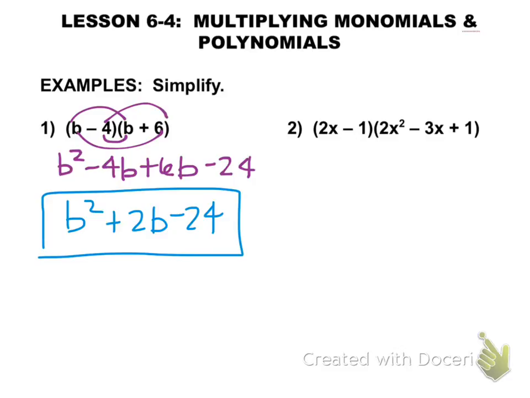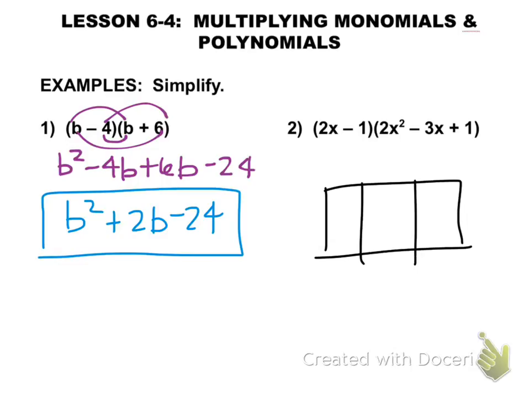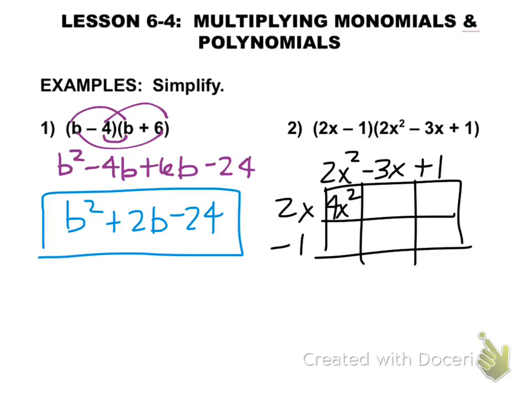Here we have a binomial times a trinomial. I like to use the box method. You use whatever you want to do. So here we have 2x squared minus 3x plus 1, and we have 2x minus 1. This becomes 4x squared. Still remember, multiply the coefficients. We get caught up sometimes and forget to do that.